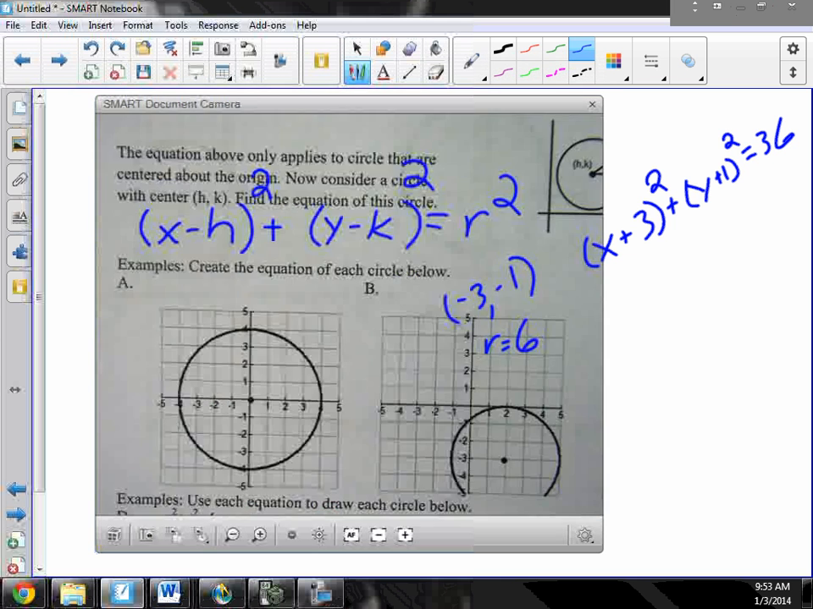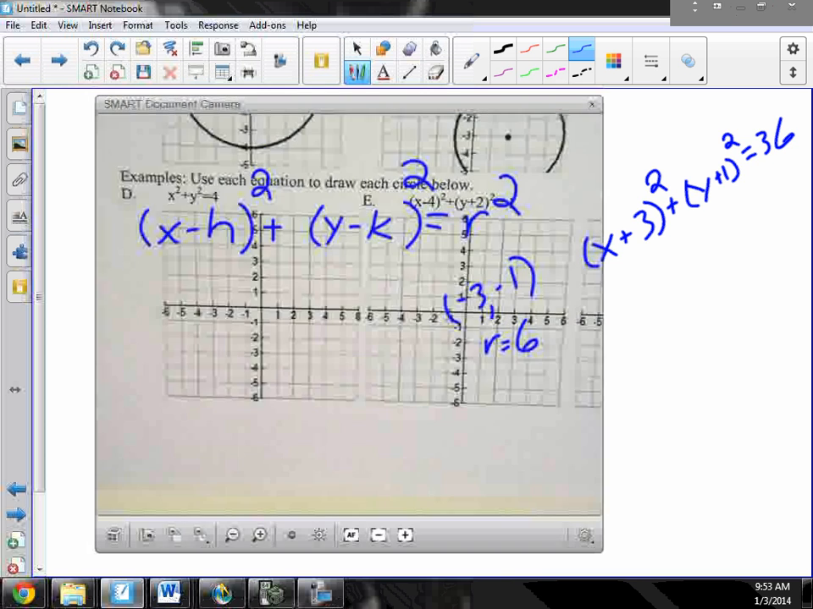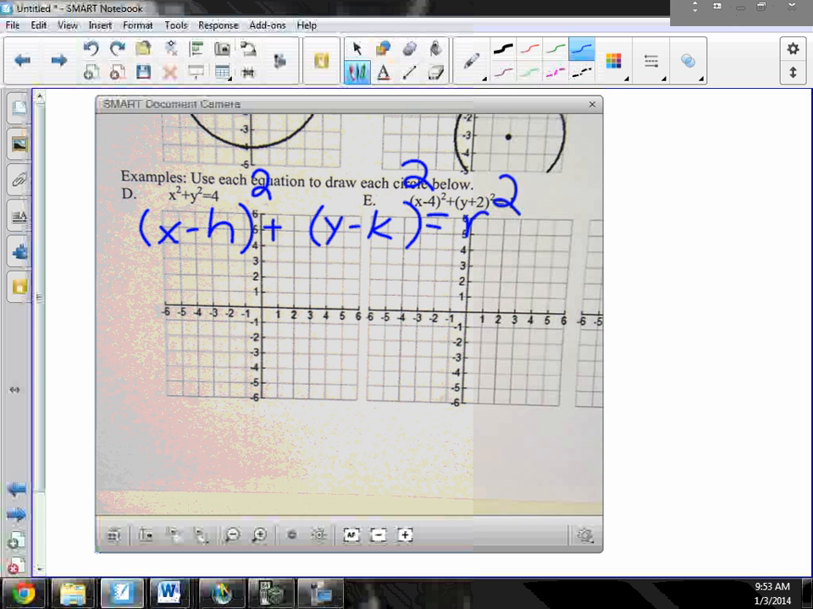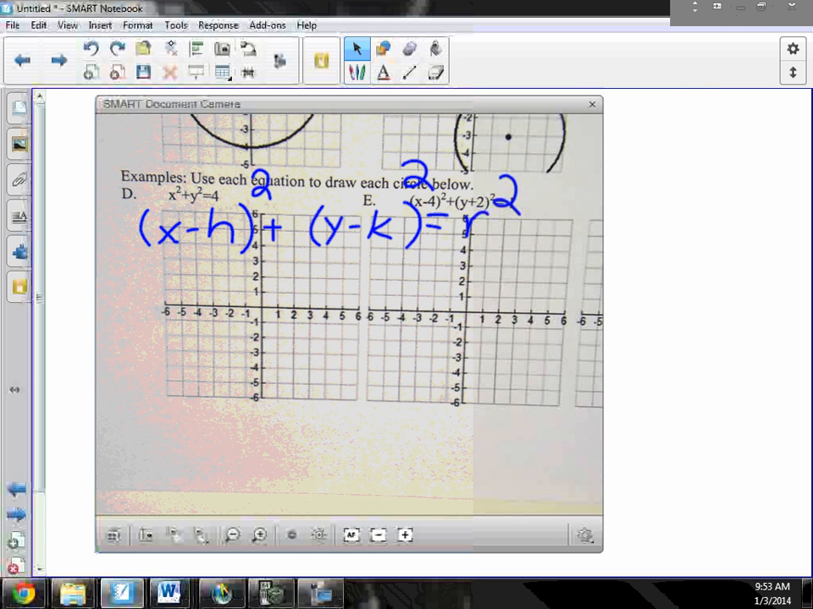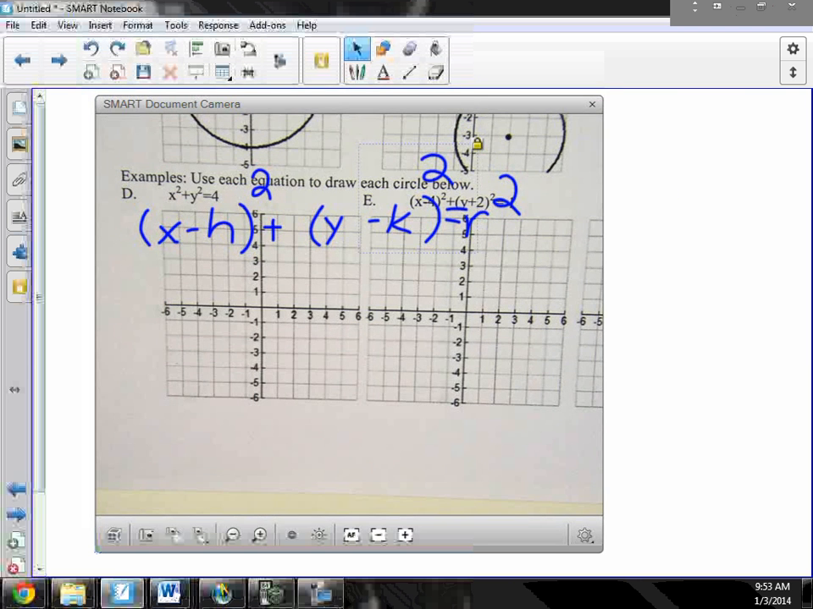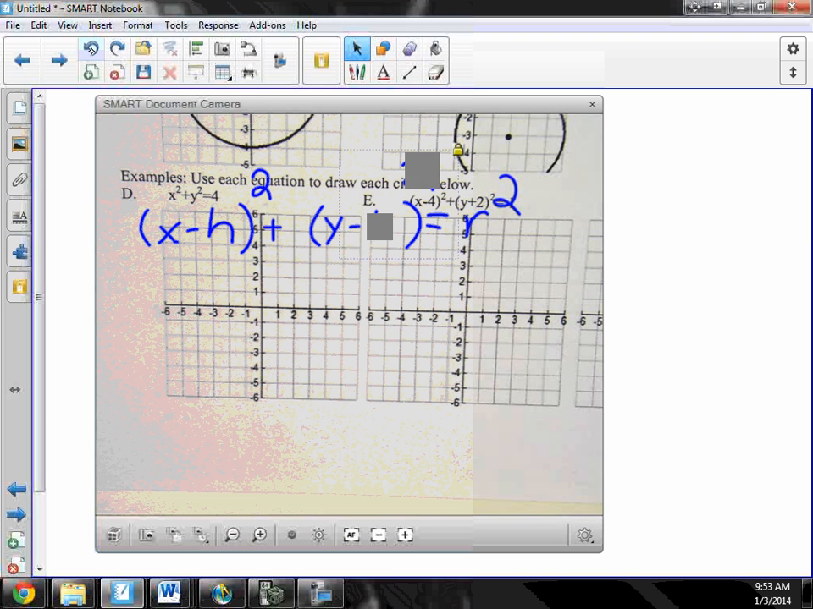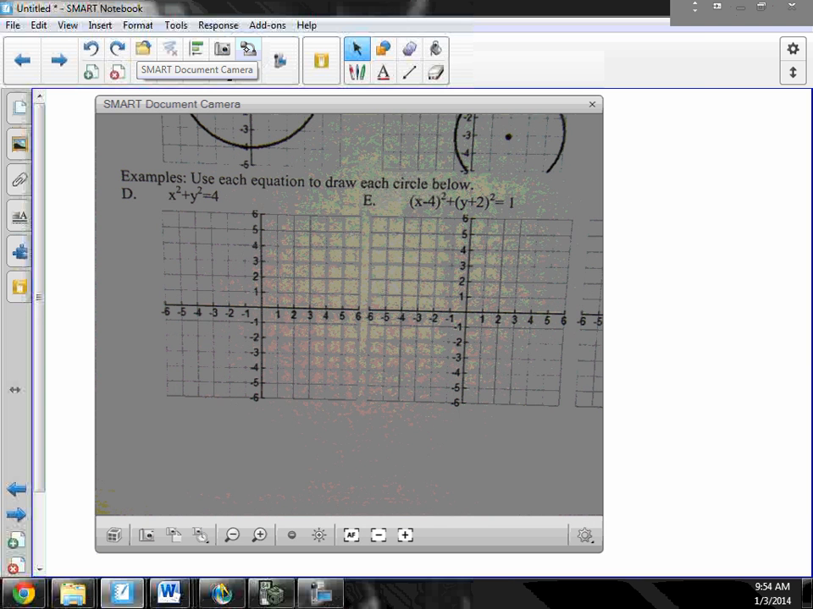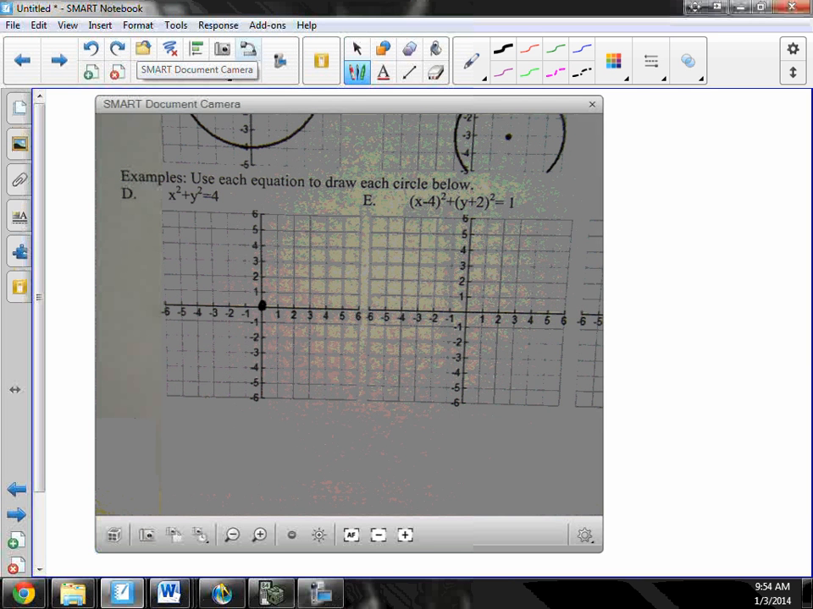So look down at part D. Where is the center of that circle? Oh, shoot. So the center, oh boy. Oh, that's not working. We'll do it this way. So the center is at 0, 0. What's the radius? No, r squared is 4. The radius is 2.